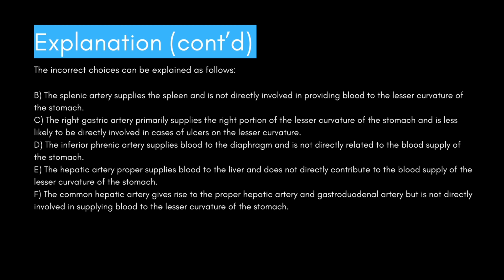The splenic artery supplies the spleen and is not directly involved in providing blood to the lesser curvature of the stomach. The right gastric artery primarily supplies the right portion of the lesser curvature of the stomach and is less likely to be directly involved in cases of ulcers on the lesser curvature. The inferior phrenic artery supplies blood to the diaphragm and is not directly related to the blood supply of the stomach. The hepatic artery proper supplies blood to the liver and does not directly contribute to the blood supply of the lesser curvature of the stomach. The common hepatic artery gives rise to the proper hepatic artery and gastroduodenal artery, but is not directly involved in supplying blood to the lesser curvature of the stomach. Let's go ahead and move on and check out the next problem.